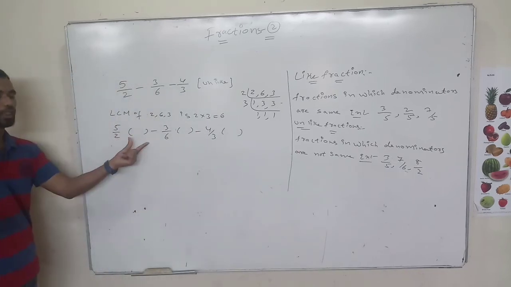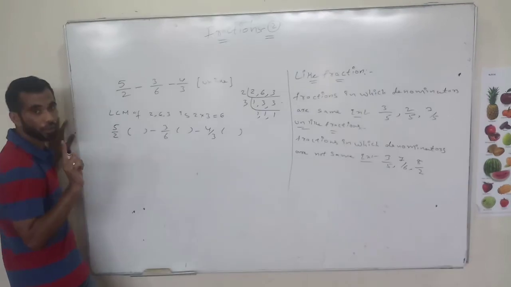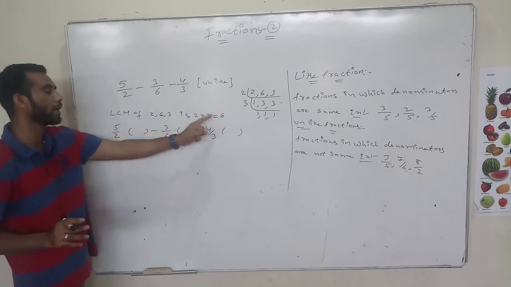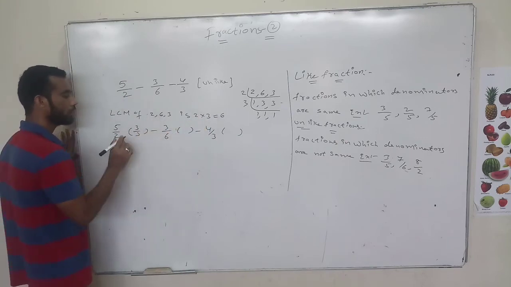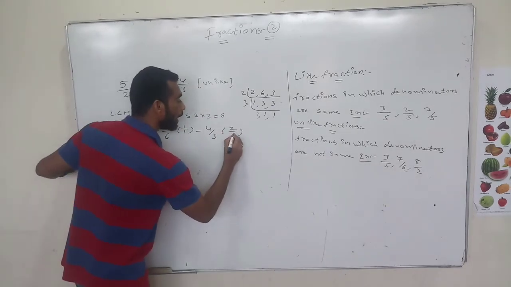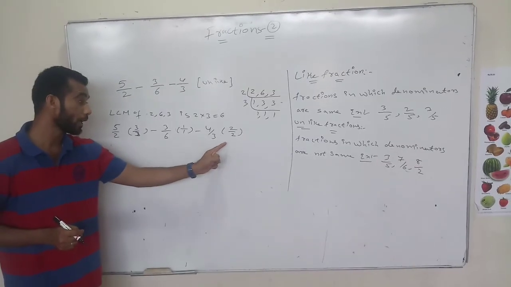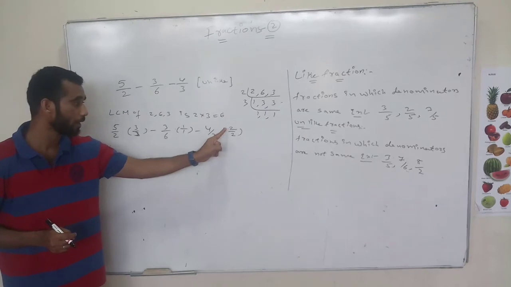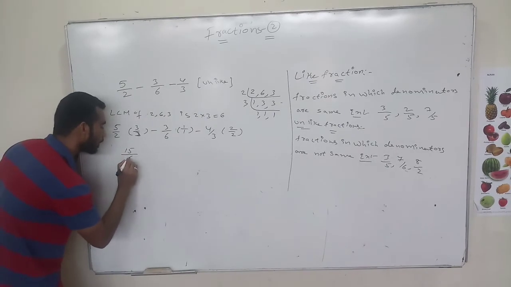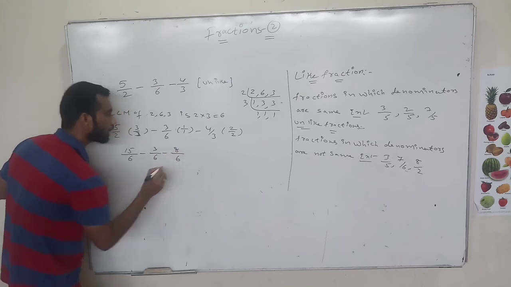This bracket represents multiplication. Now which number should multiply these two? Only you have to remember for the denominator only. Which number should be multiplied to this denominator to make it 6? 3. For this, 1 by 1. Here 2 by 2. Why should I take 2 only? Because 3 2s will be 6. Whatever number you take for the denominator, take the same for the numerator. 5 3s are 15 by 2 3s are 6, minus 3 by 6, minus 4 2s are 8 by 6.